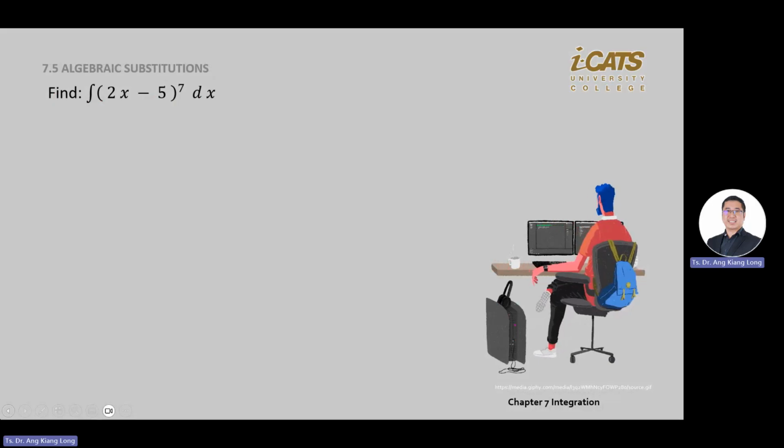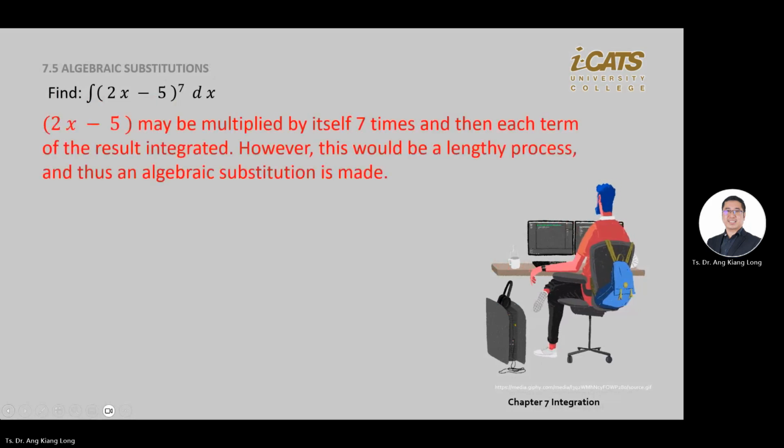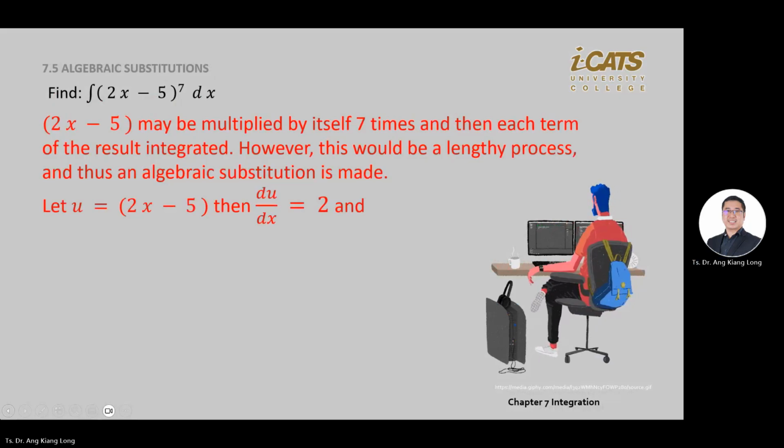You need to convert the bracket into u. Or in short, if you see a bracket, you just use u equal to something. Observe the steps, always the same. You let u equal to the bracket. Then the next step is to do differentiation of the u. u equal to 2x minus 5. du dx equal to 2.